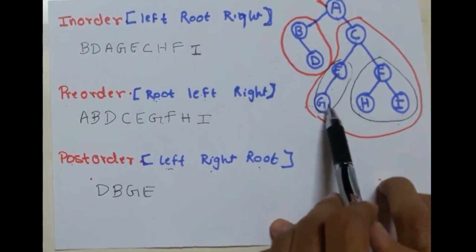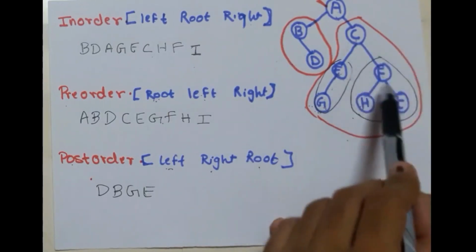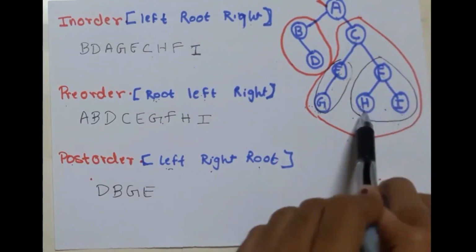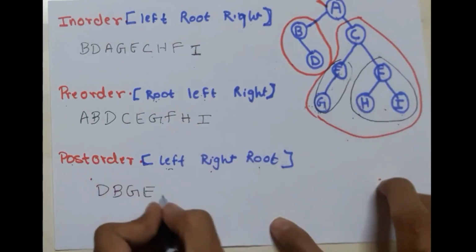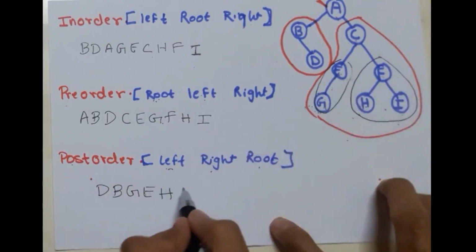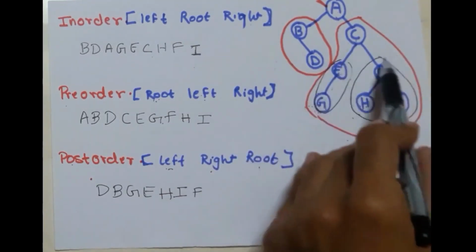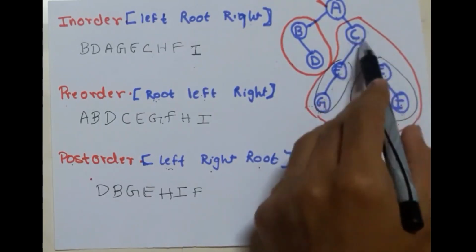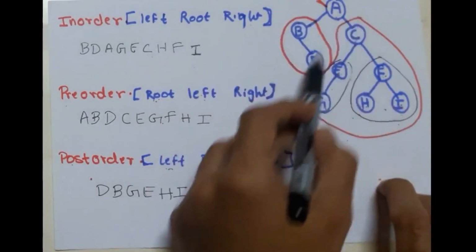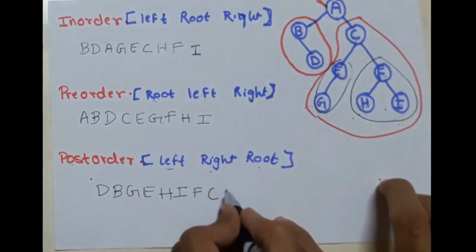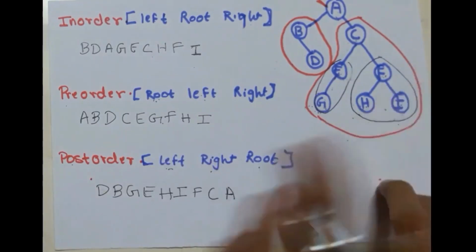Okay. So we are done with the left part of C. Then we'll go into the right part of C. So this is the right part. In this right part, you can see F is the root for H and I. So what we have to do? First we have to traverse left part, that is H. Then the right part, that is I. And then finally the root F. Okay. Now we are done with the left part and right part of C, isn't it? So now we'll finally write C. And now we are done with the left subtree and right subtree of A. So now we'll write here A. So this is the post-order traversal for this tree.